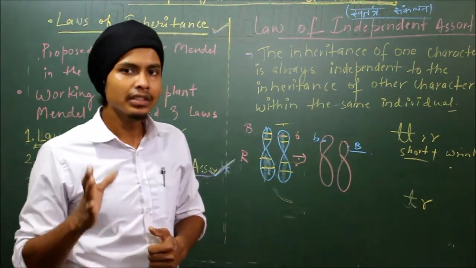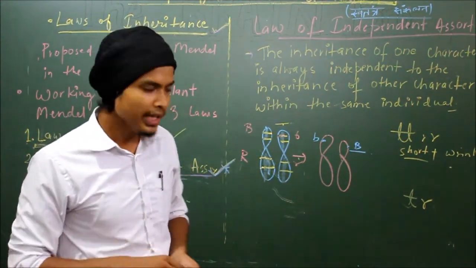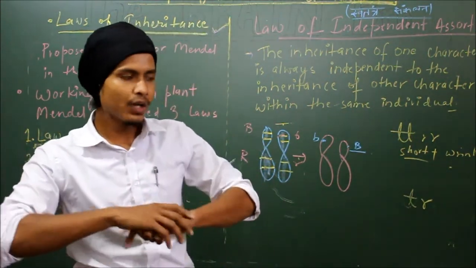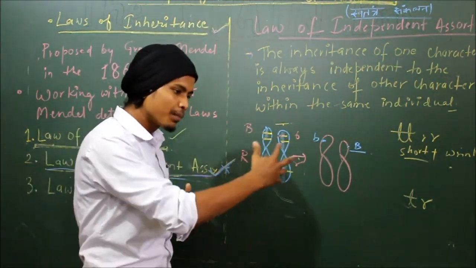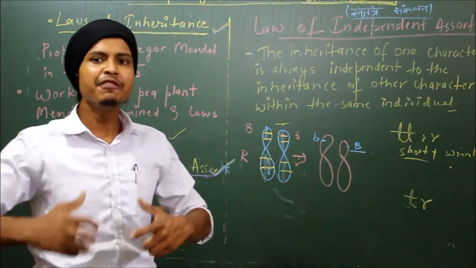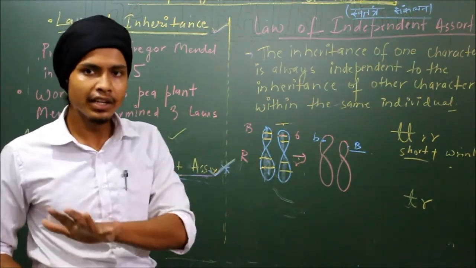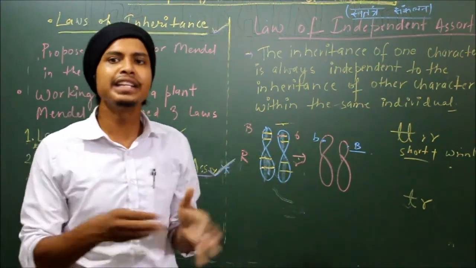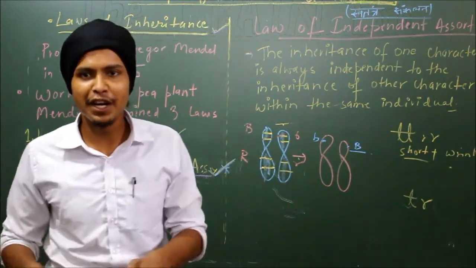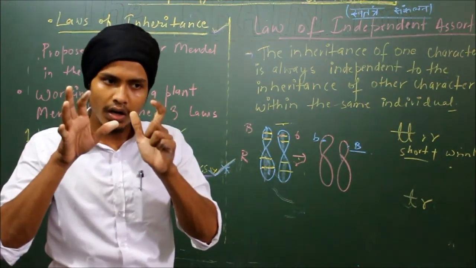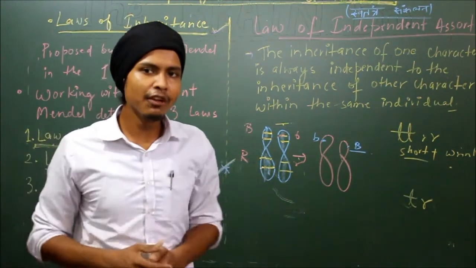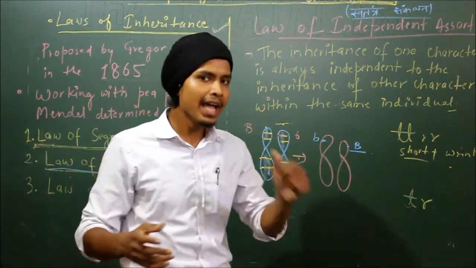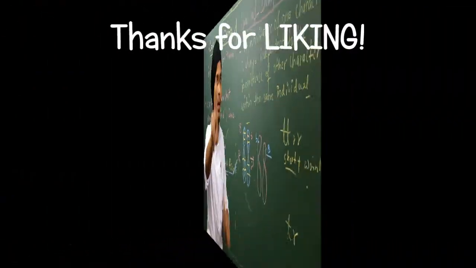So this is the independent assortment. It is basically the randomness, or I could say the process by which genetic variability is created, and here two different alleles of different genes do not interact with one another or contaminate one another, because they express themselves independent of one another's expression. So this is the independent assortment.